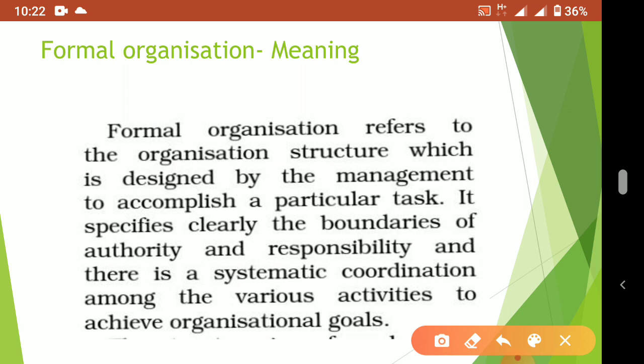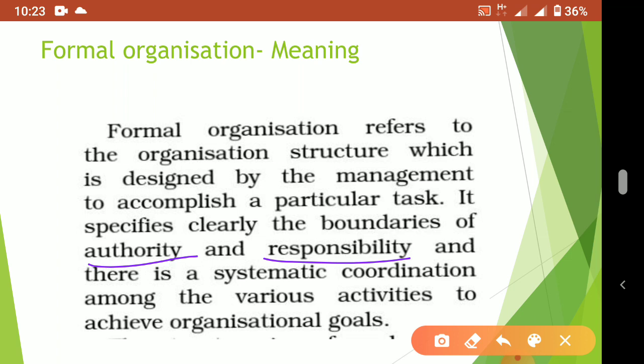So we can see here authority and responsibility. Clear boundaries of how much authority a person can exercise, how much he is responsible, or how much he is accountable, how much that person is answerable to his superior. And there is a systematic coordination among the various activities, and we have to coordinate all the activities. In the functional structure also we discussed different departments will be there, so all the departments' activities should be coordinated well, then only we can achieve the overall objectives of the organization. That is why management is there, to achieve organizational goals.